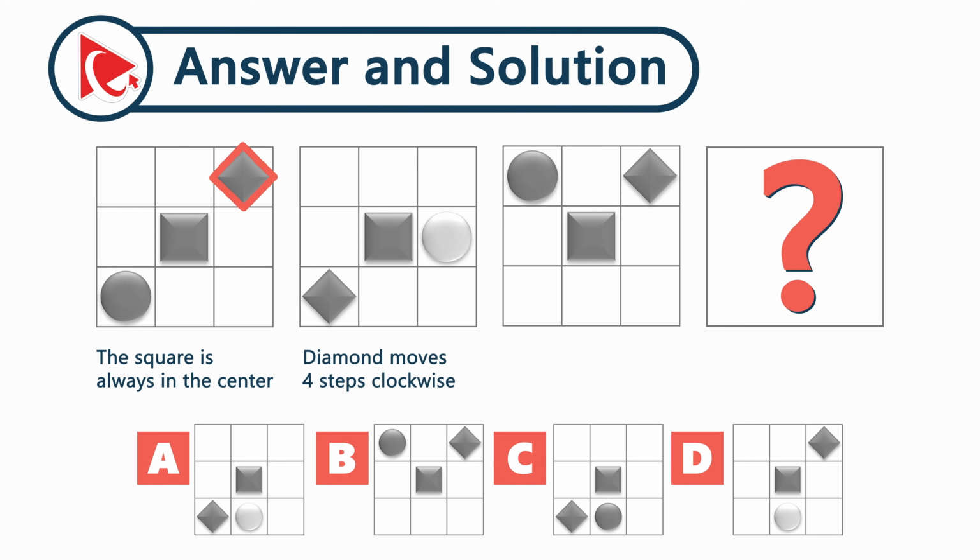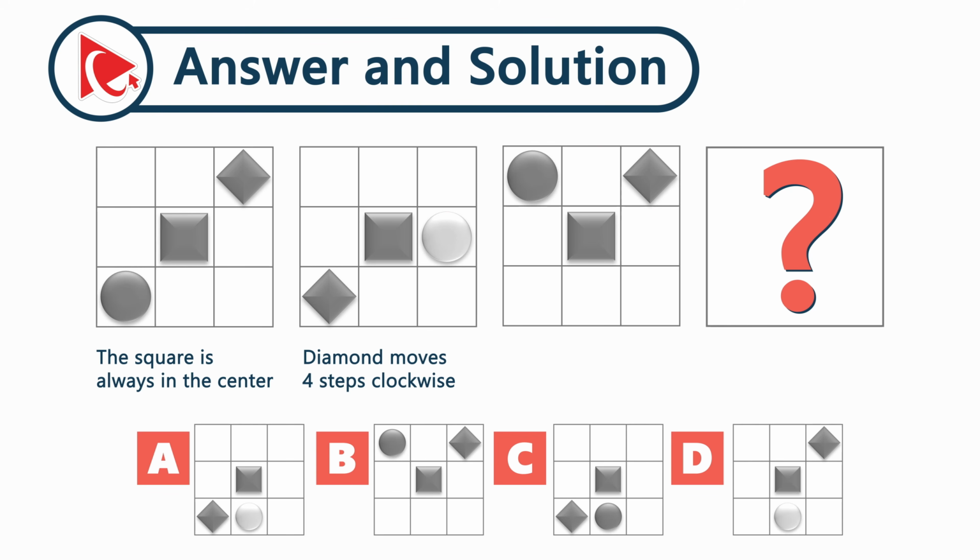In the first matrix, diamond is at 1 o'clock. Let's move it 4 steps clockwise. 1, 2, 3, and 4. And this is exactly where it ends up in the second shape. Let's continue. 1, 2, 3, and 4. As you can see, diamond is back at 1 o'clock in the third shape.